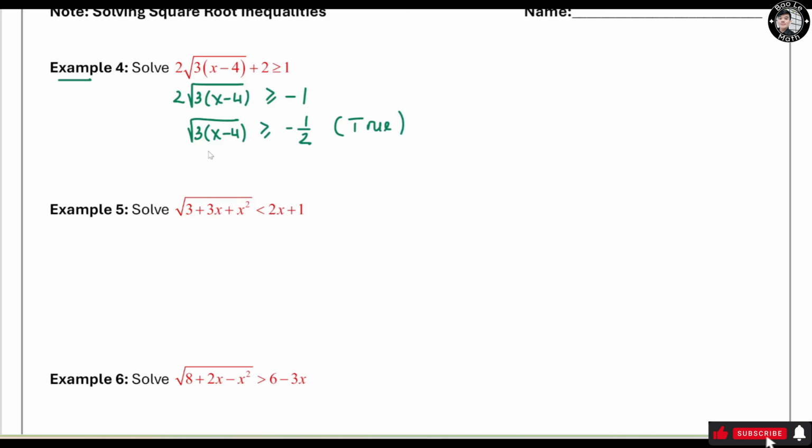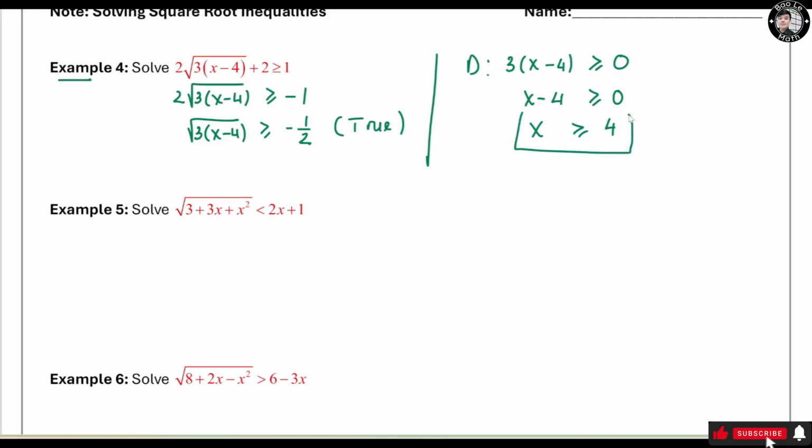Now we need to find the domain. So the domain of this one should be 3 times s minus 4 greater than or equal to 0. Now we're going to divide both sides by 3, so we have s minus 4 greater than or equal to 0. Add 4 to both sides, so s greater than or equal to 4. Now we're going to combine this guy and this guy. So the final solution should be s greater than or equal to 4, to satisfy the domain and satisfy this one.